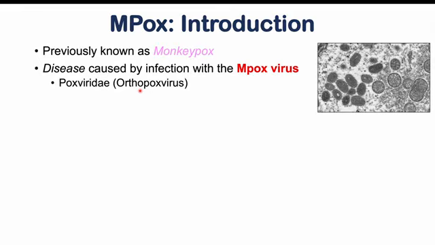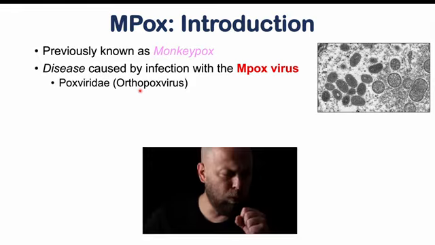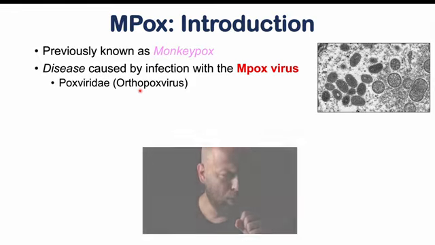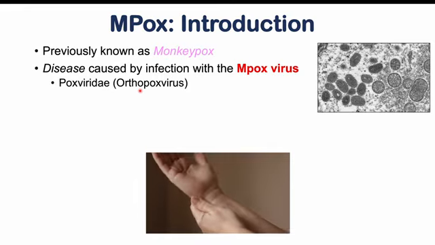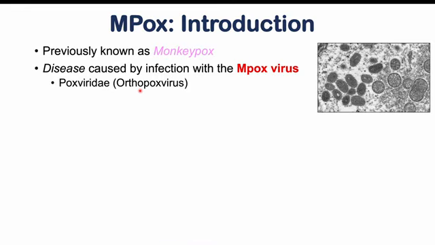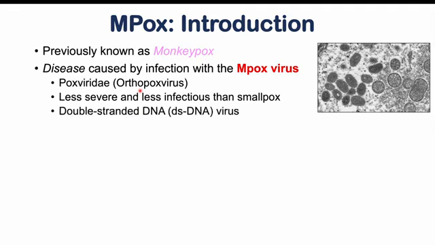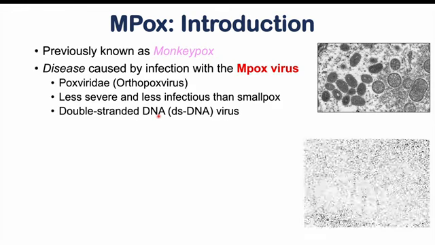So it can cause a prodromal or a flu-like illness at first and then cause a rash later. So it looks like smallpox, but it's not going to be as severe and it's going to be less infectious than smallpox. Now, Mpox virus is a relatively large virus, and it's often described as brick-like in appearance, and it is a double-stranded DNA virus.